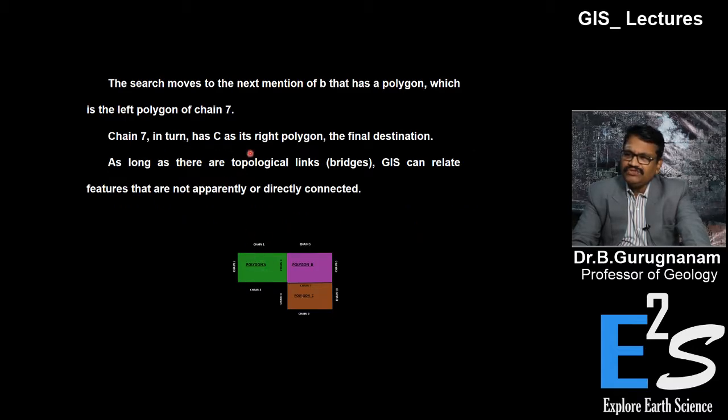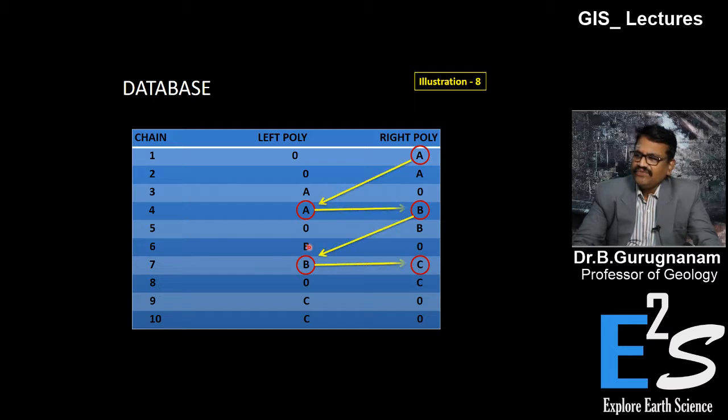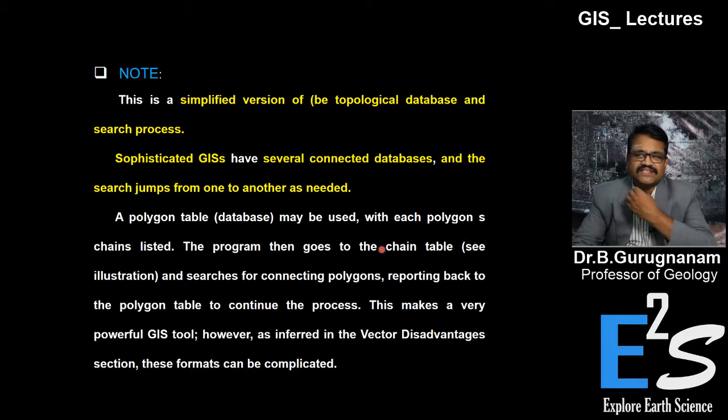The path works like this. When you want an illustration, you are explaining chains. From here it is moving, from here it is moving, from here it is moving, and it is coming. That's why these two chains are connected. That's what is represented here, how digitization follows and then the link is established. This is how the link is established from chain 1 of A to chain 4 of A, chain 4 of A to B, where the chain is the same, and chain 7 from B is connected to C. This is how the database link from left poly to right poly is connected.